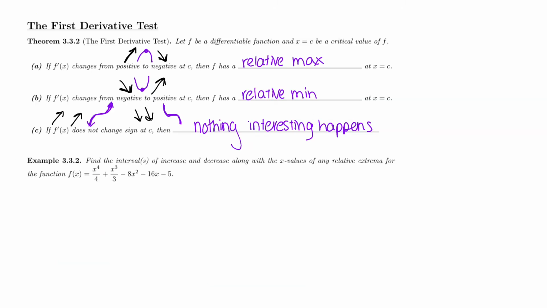I don't encourage you trying to memorize this as if it were like a flashcard, like positive to negative, relative max, negative to positive, relative min. That's not useful. What's useful is conceptually thinking about what it means. Being able to draw this picture, I don't in my head think about the words here. I think, okay, it has a max. If it has a max, I draw myself a picture of a max.